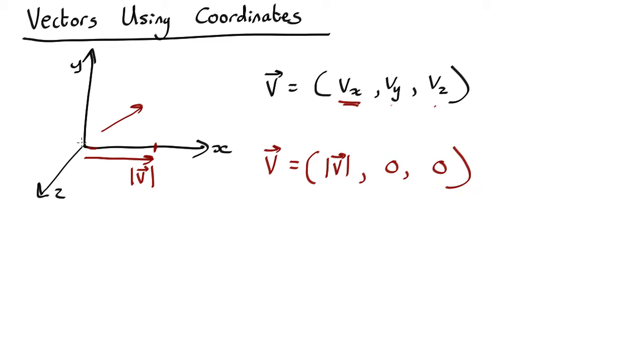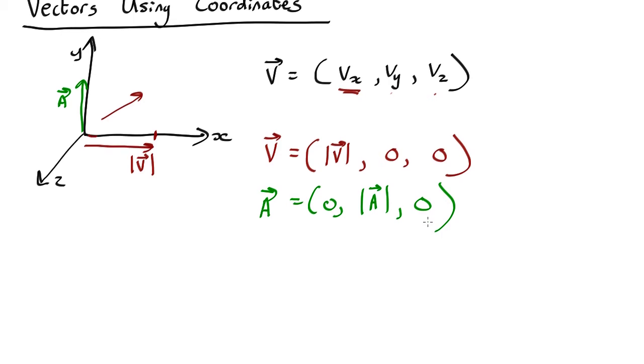And how about if you had a vector along there? Let's call that a. In that case you'd write a. It's got a component along the y-axis but nothing along the x or the z-axes, so that will be 0, the magnitude of a, the modulus of a, 0. So if your vector lies along one of the axes, it's pretty easy. But what if it doesn't lie along one of the axes?